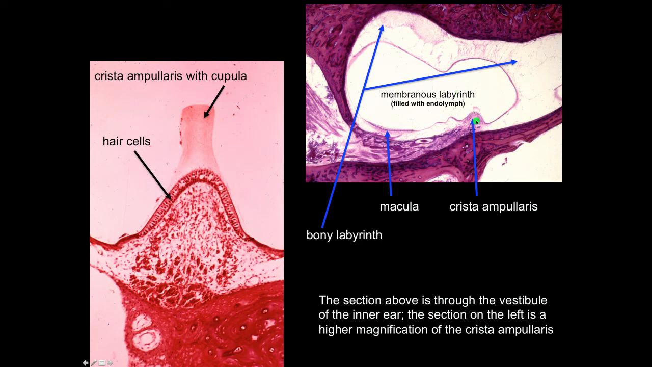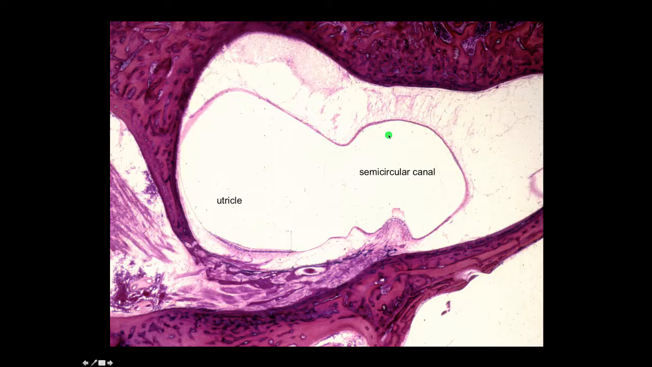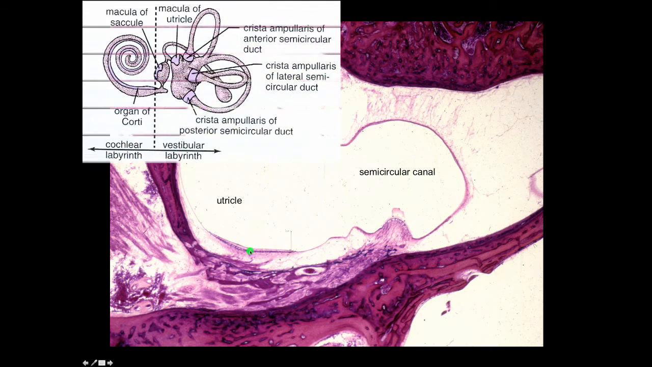So you can see here a crista and here a macula. And this just shows how the semicircular canal and the utricle are coming together in the vestibule. So here is the crista ampullaris, and here would be the macula in this utricle. And this diagram just puts it into perspective. You can see the utricle here and one of the semicircular canals. So we're somewhere in one of these regions.